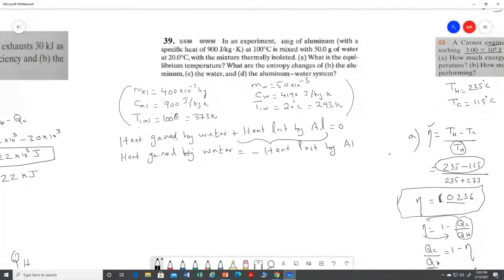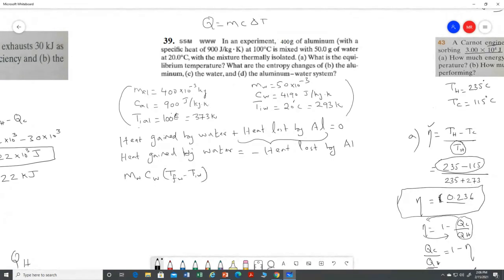Okay. What is the formula for heat transfer? We know mc delta T. So I can use this equation for both the left hand side and right hand side. Here this becomes mass of the water, specific heat capacity of the water, and delta T. What is delta T? T final of water minus T initial of water.